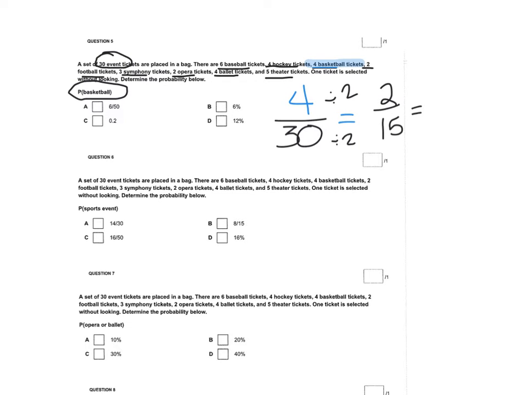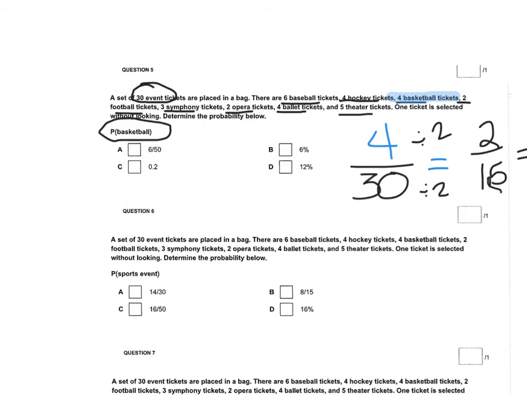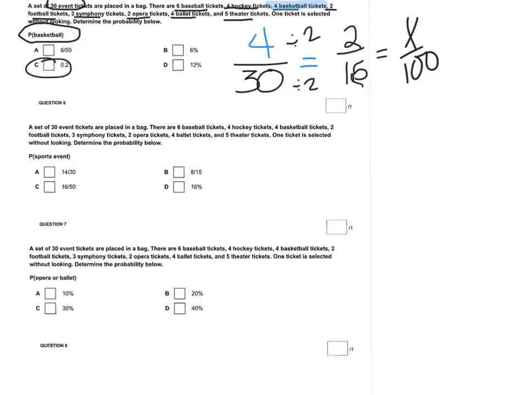So it told us the total, 30. And then it says the probability of pulling out a basketball ticket. So let's find where basketball tickets were. There's 4. And then we need to reduce that. So I know for sure I can reduce it by 2. So that would be 2/15. Okay, we're gonna say it's C on that one.